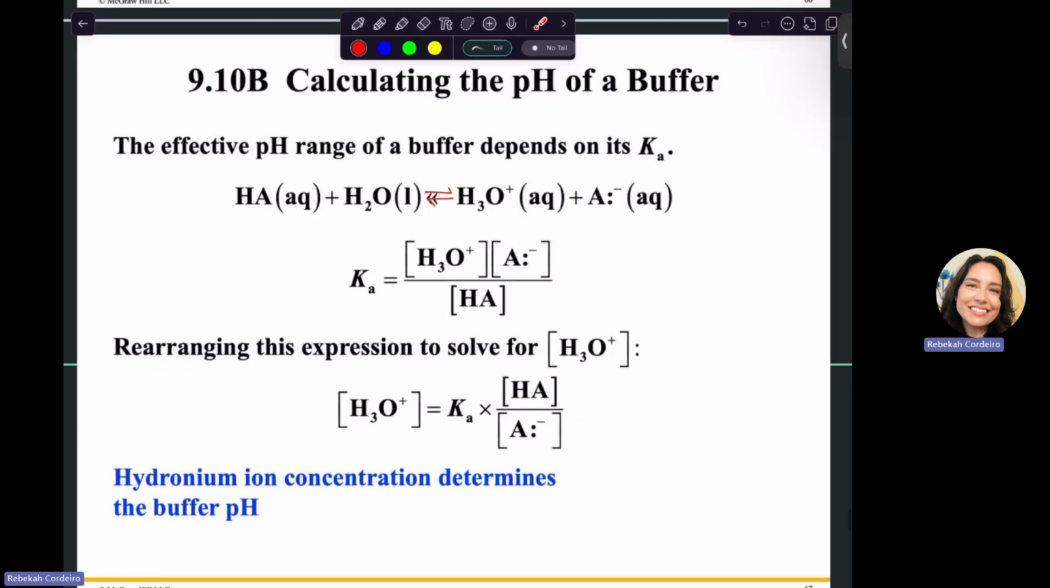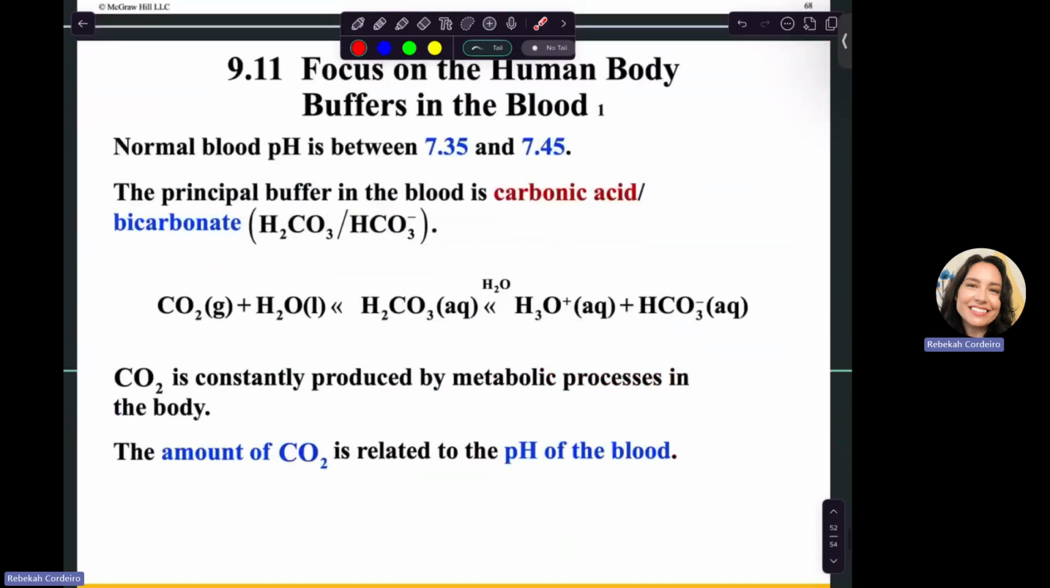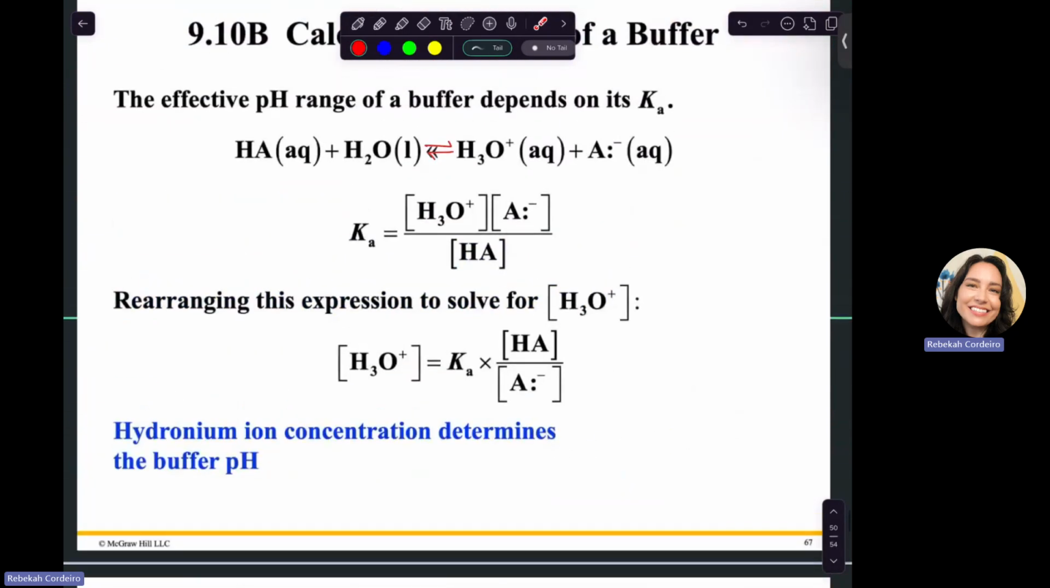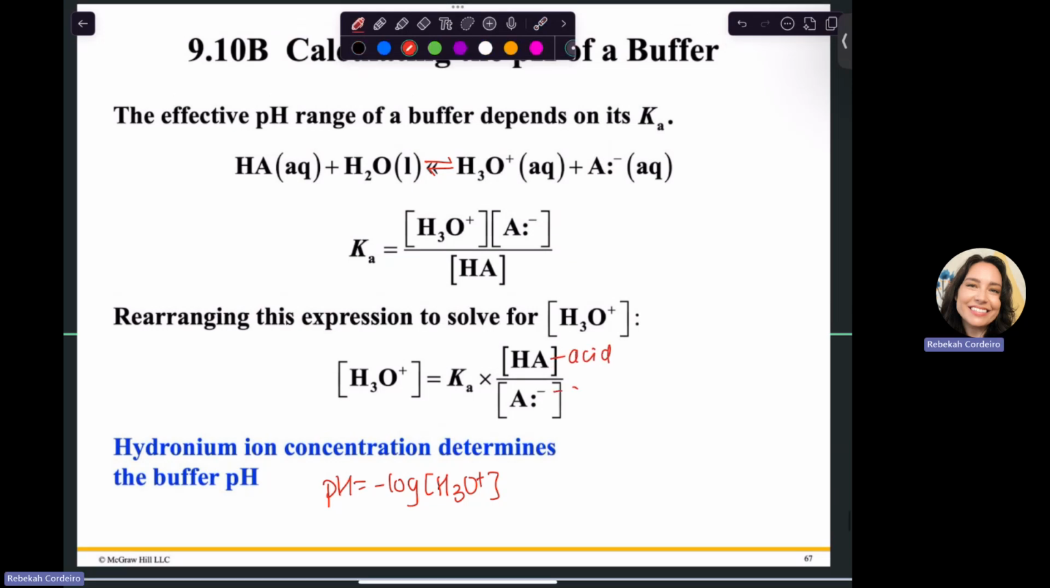And again, this is just showing you how it's derived, but the formula we're going to be using, I guess we'll talk about it later. So here, the hydronium ion concentration then goes to determine the pH. Remember, the pH is equal to negative log of hydronium. So this is your acid, and this is your conjugate base.